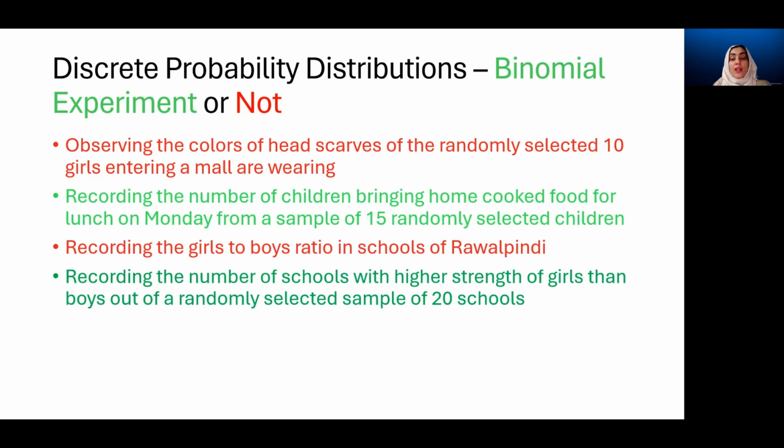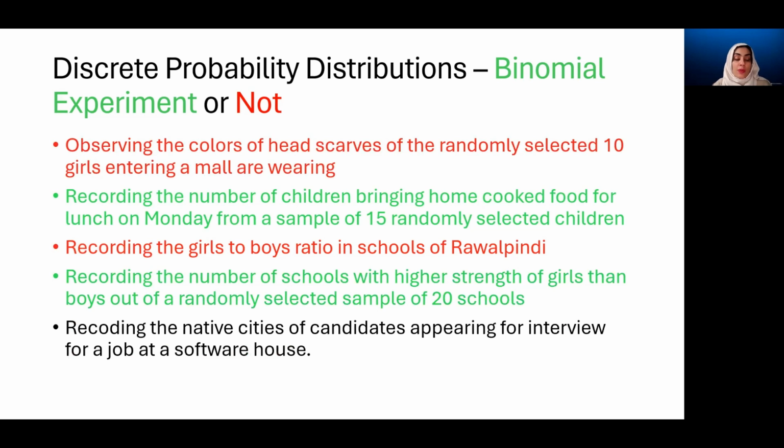Recording the number of schools with higher strength of girls than the boys out of a randomly selected set of 20 schools. Here, this is a binomial experiment because now we can have yes or no, which is a binomial outcome, which is success and failure, and the probability in a certain area for girls being in a higher proportion than boys remains the same. And what happens in one school is independent of what happens in another school. So the independence condition is also met.